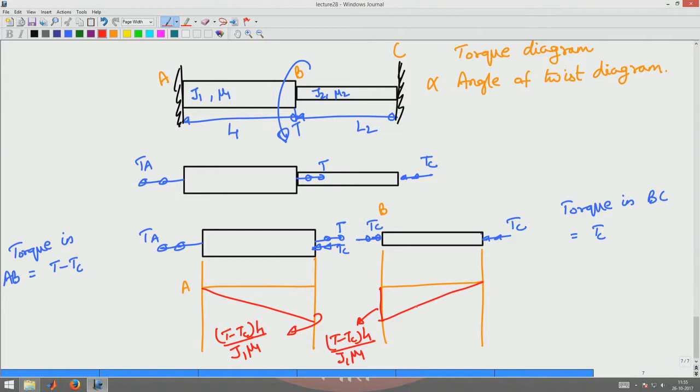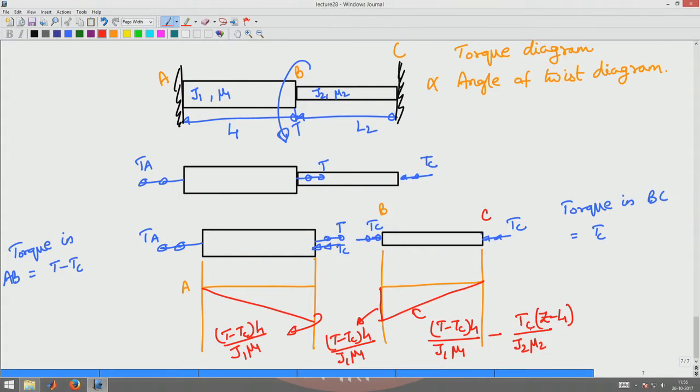Okay. And the slope of this decreasing function is given by (T minus Tc) L1 by J1 mu 1 minus Tc into Z by J2 mu 2. Okay. If I am measuring Z from A, it will be Z minus L1. Now, I know that at C the twist has to be 0. I use that condition to find what Tc is.